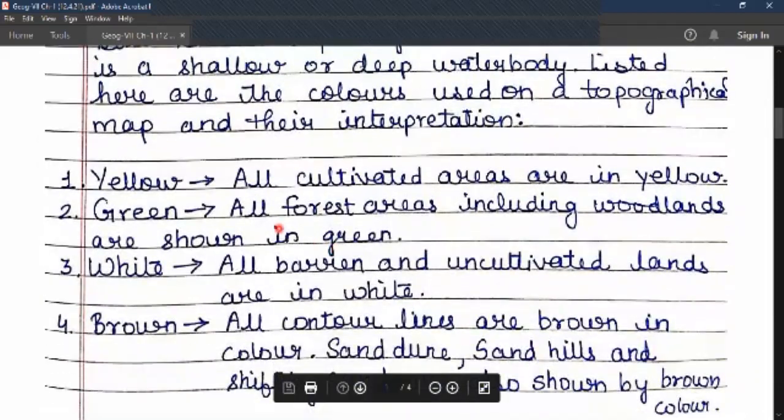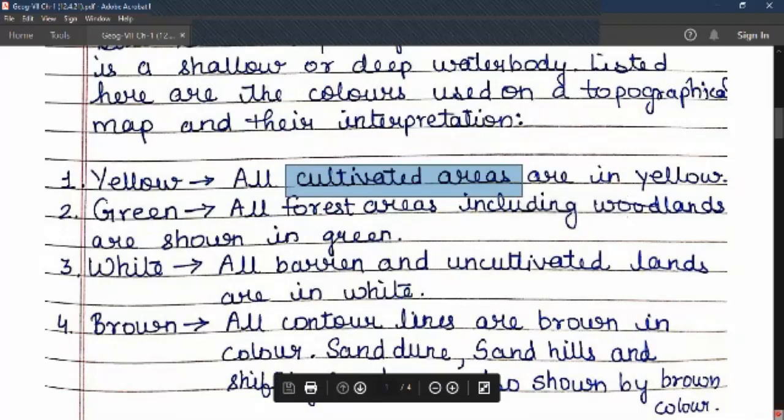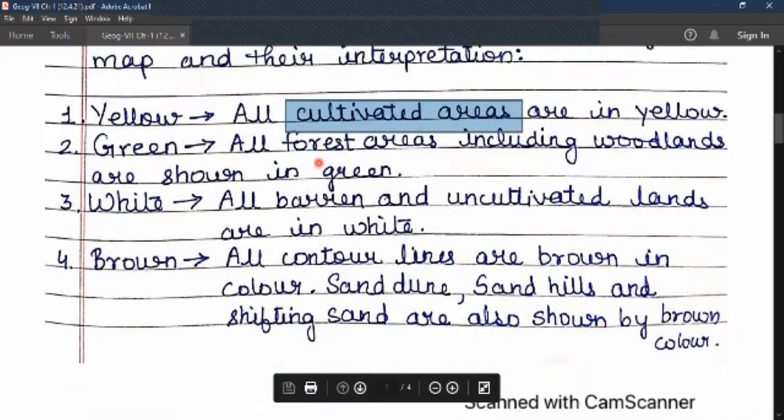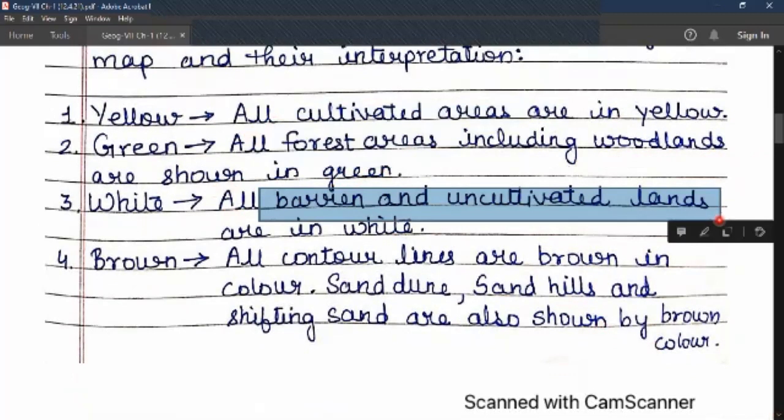The first is yellow color. Yellow color shows all the cultivated areas where agriculture is being done. Second is the green color. All forest areas, including the woodlands, are shown in green. Number 3 is white. All barren and uncultivated lands are in white.